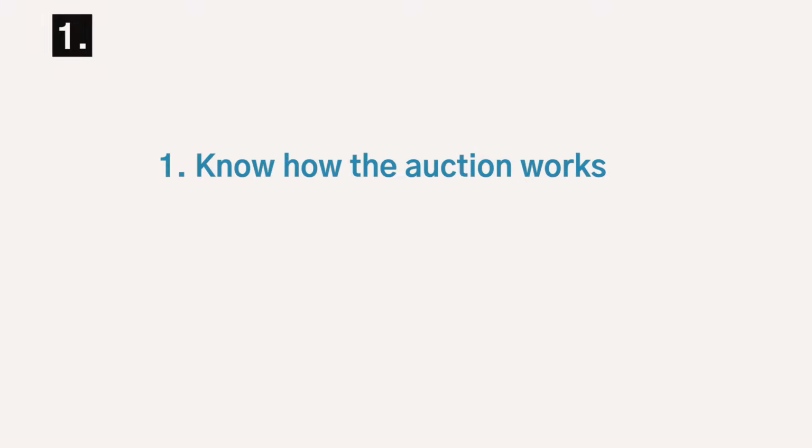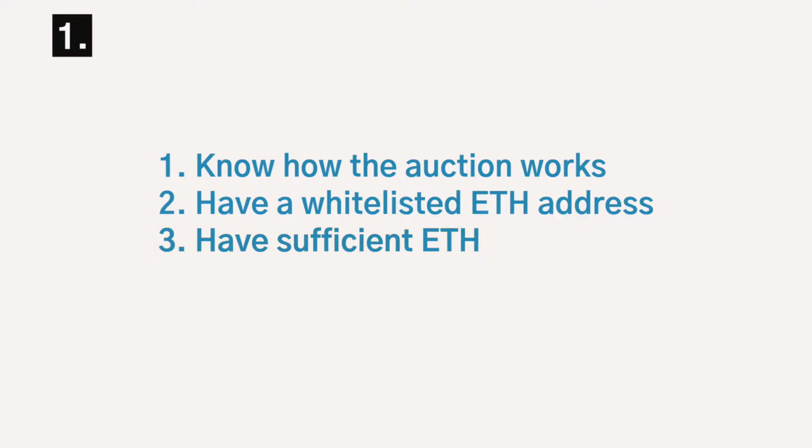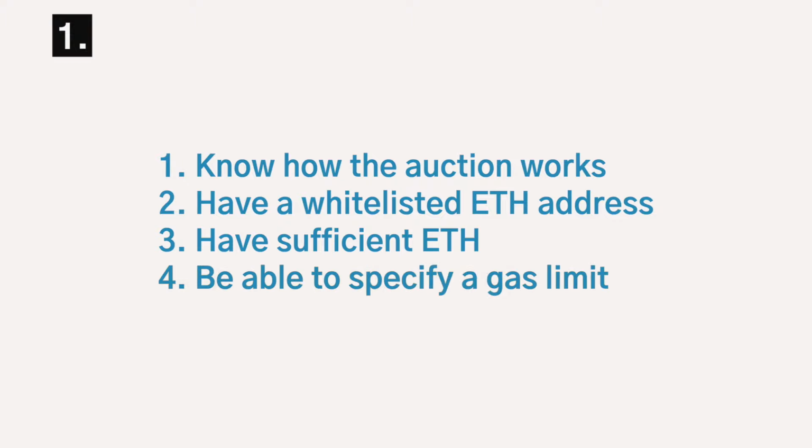Before bidding on the auction, make sure you've read and understood the prerequisites. All prerequisites are also linked in the description below. You should know how the auction works, detailed in the last video. You should have a whitelisted ETH address by being accepted as a Trustlines validator candidate, previously detailed in a Medium blog post. You should make sure your whitelisted address has sufficient ETH to bid in the auction. And finally, you should have access to a wallet where you can specify a gas limit. We'll use MetaMask for this tutorial.